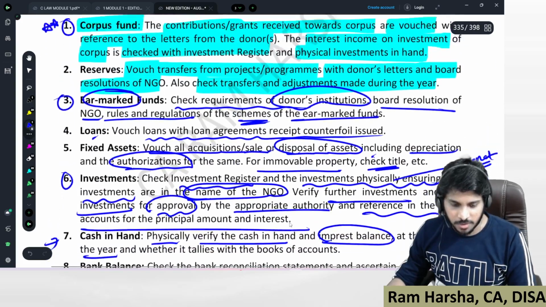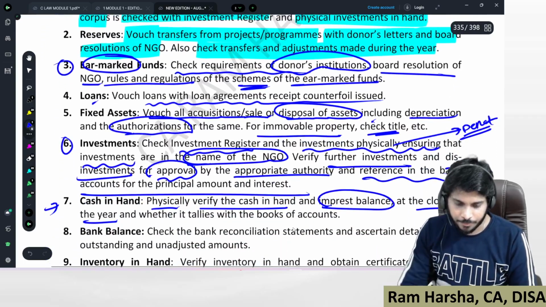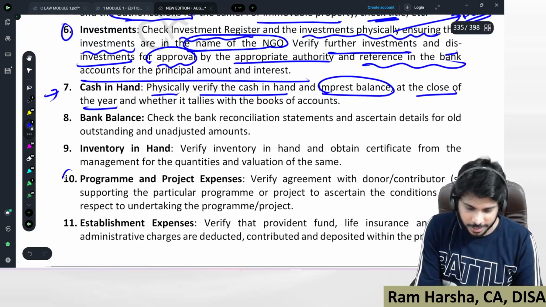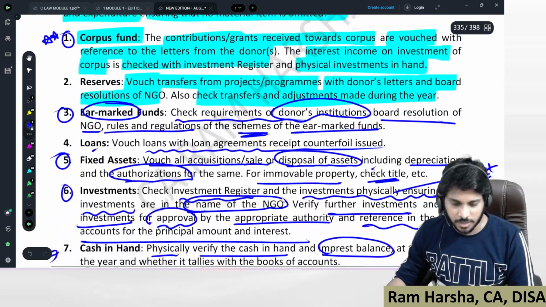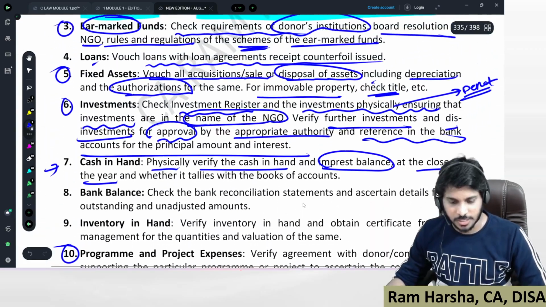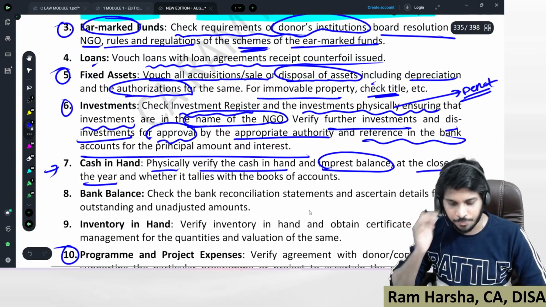See here, the points 1, 3, 5, 6, 10. These points are enough with respect to the audit program of an NGO.